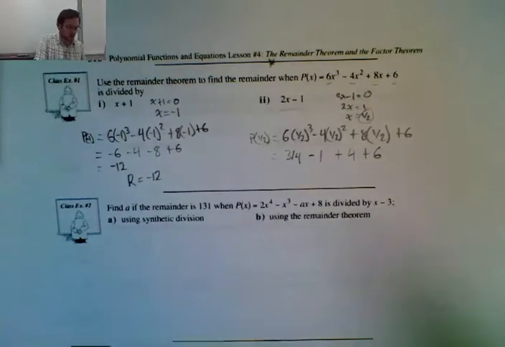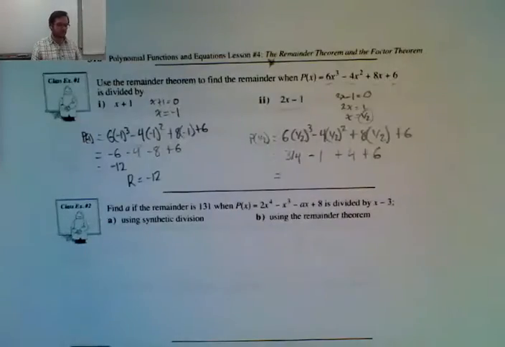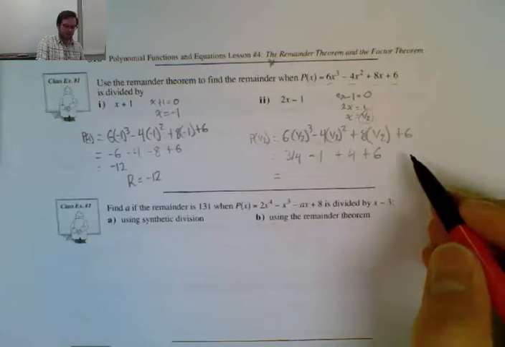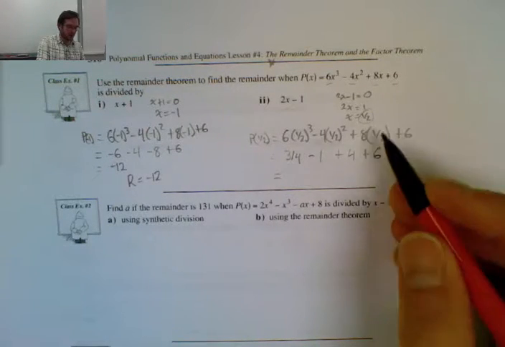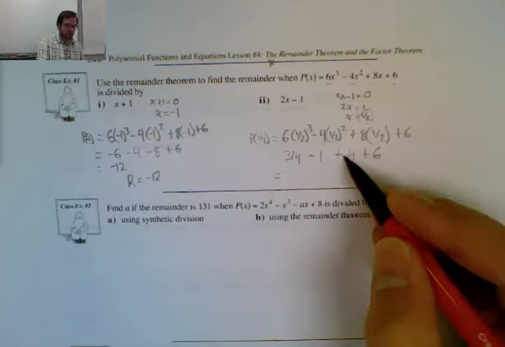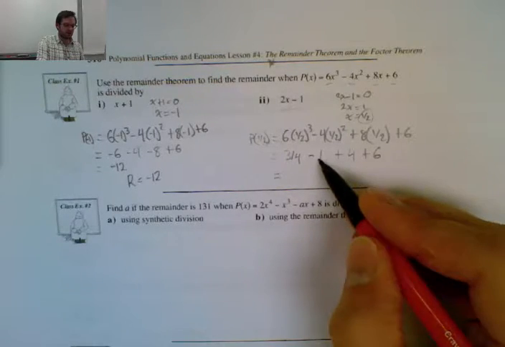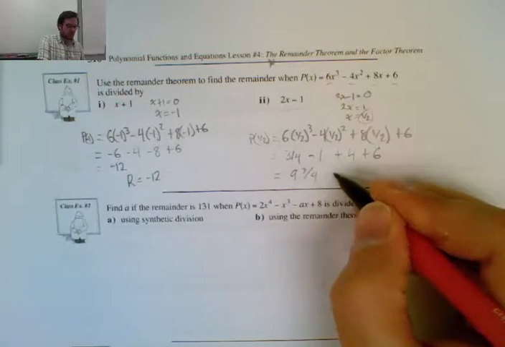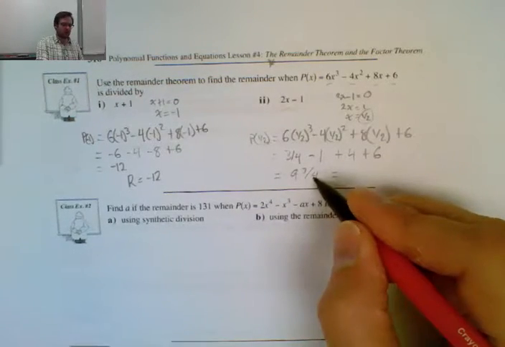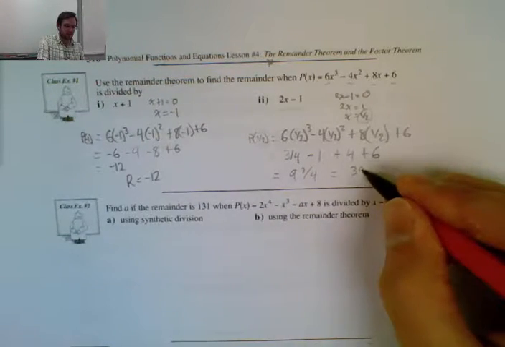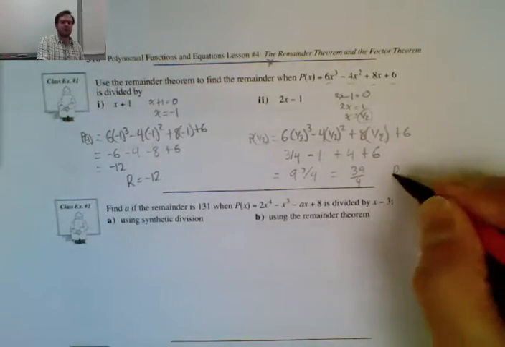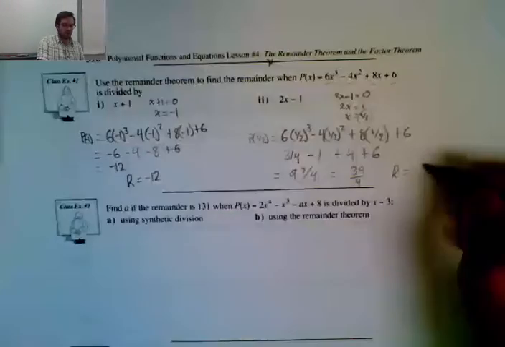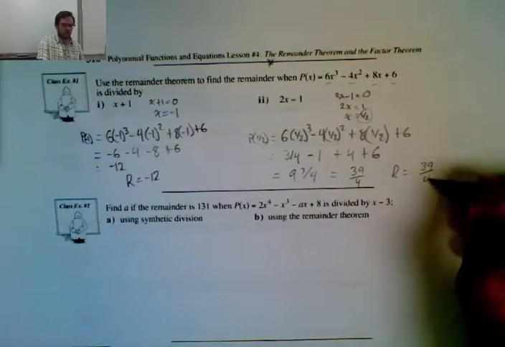Okay? So I combine these here. I'm going to end up getting 6 plus 4 is 10, minus 1 is 9, so that's 9 3/4, which is the same as 9 times 4 is 36, plus 3 is 39 over 4. So my remainder is equal to 39 over 4.